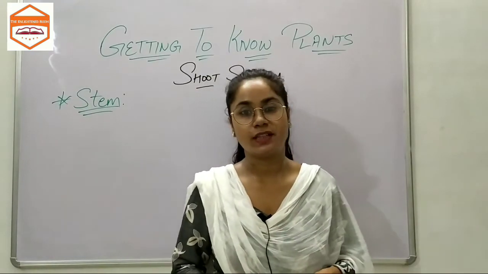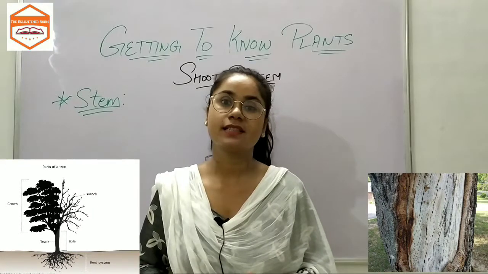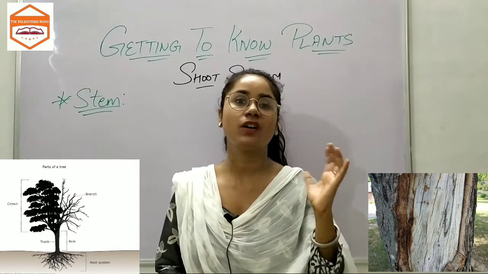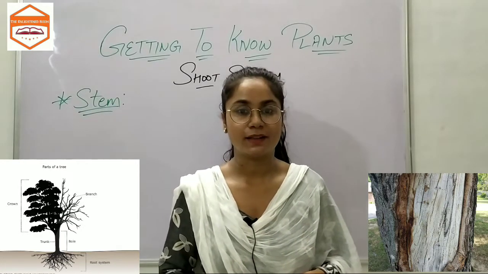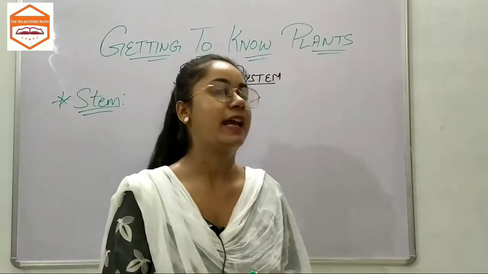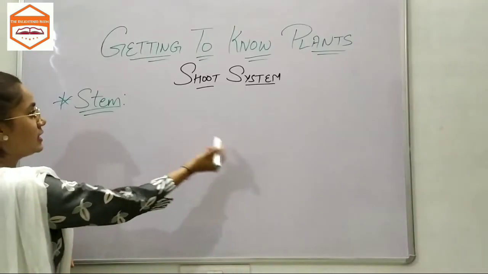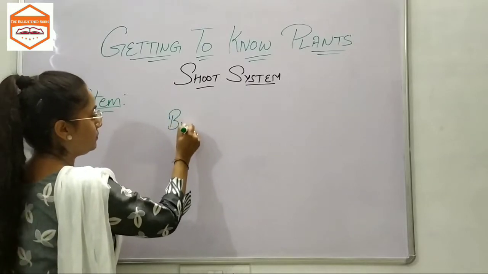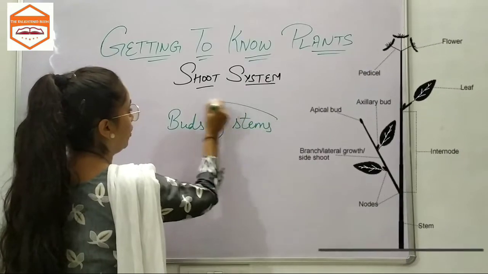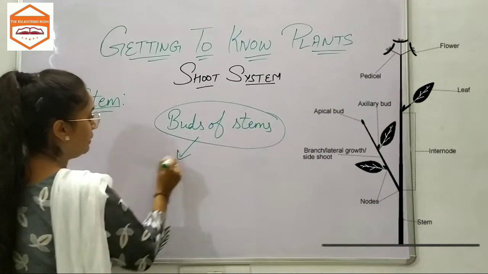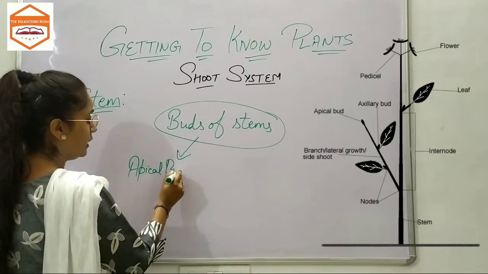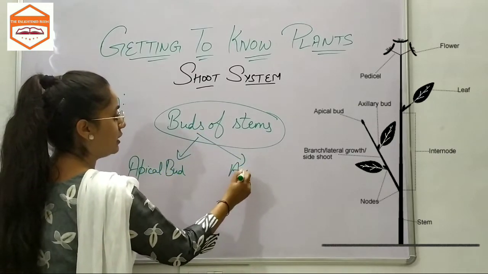If we talk about the tree, the stem of the tree is known as the trunk, and the outer strong covering which covers the trunk of the tree is known as bark. Now the plants have a stem and the stem has some buds. Now these buds are of two types. Number one is the apical bud and number two is the axillary bud.